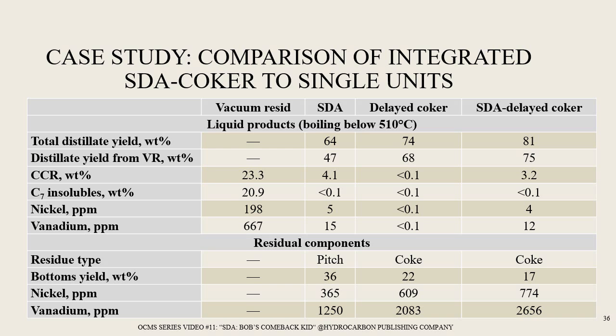This table shows properties of liquid products and residual components from a case study comparing the operations of an integrated SDA-coker scheme to a plant with just a coker and a plant with just a solvent deasphalter to upgrade vacuum resid streams. Note: the properties of the liquid products produced by each of these three configurations are based on the vacuum residue of a heavy Orinoco crude.